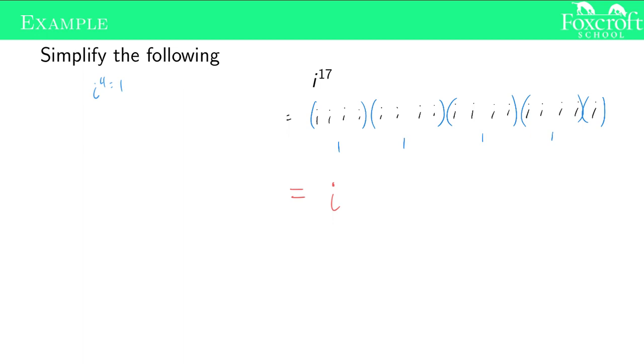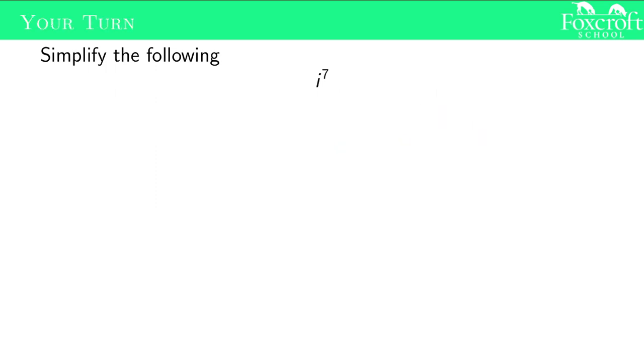All right, so generally what you do is take off as many copies of 4 as you can. So this is the same as i to the 17 minus 4, which is 13. That's the same as i to the 9th. That's the same as i to the 5th. That's the same as i to the 1st. So every single time you take off 4 copies of i, it's the same thing because 4 copies of i is just 1. All right, so here's one for you to try on your own.